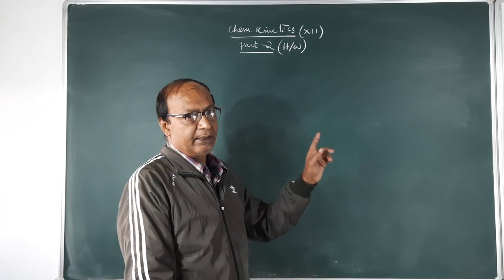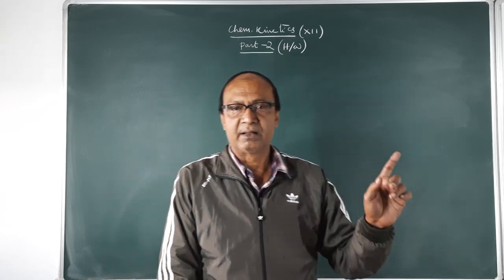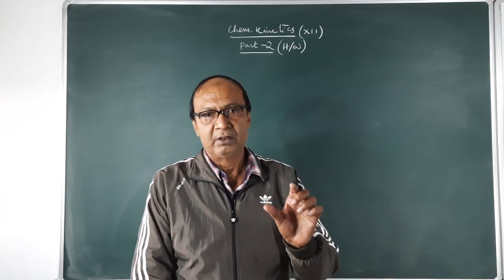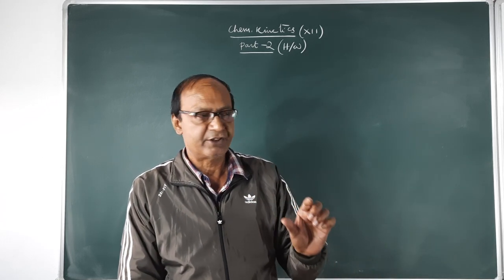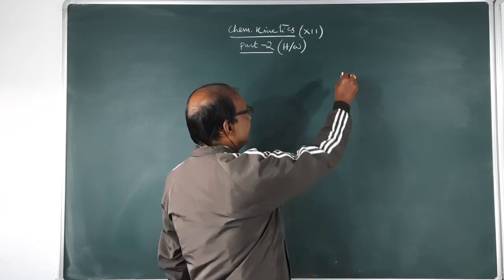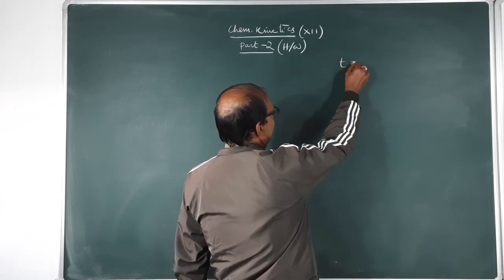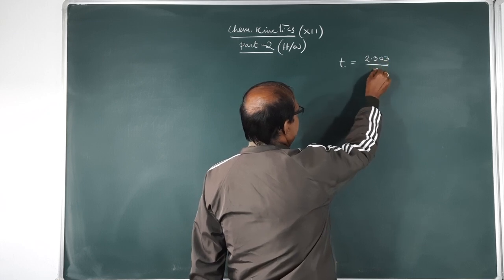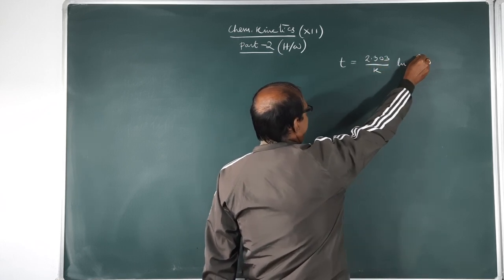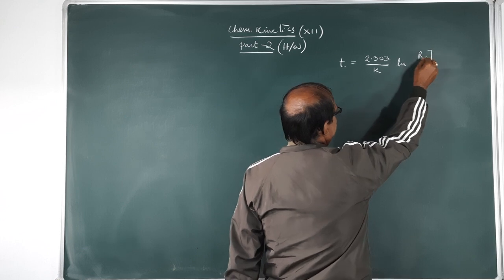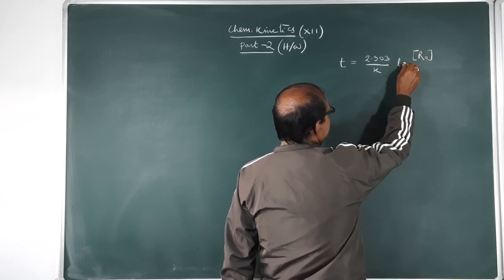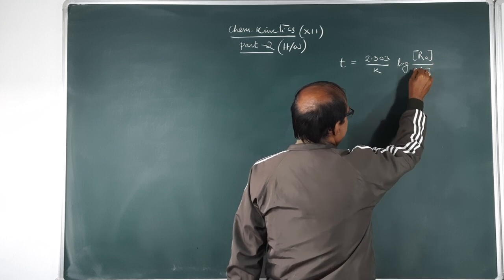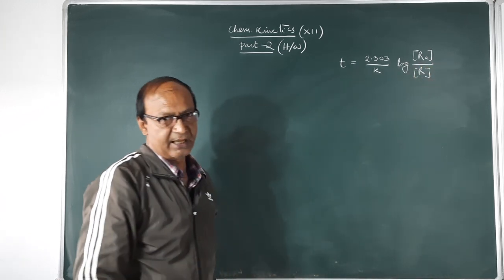Now today, in the second part of chemical kinetics, the specific homework will be given from the first order integrated equation. You know the first order integrated equation is t equals 2.303 by k log R naught by R. This is the integrated equation of a first order reaction.